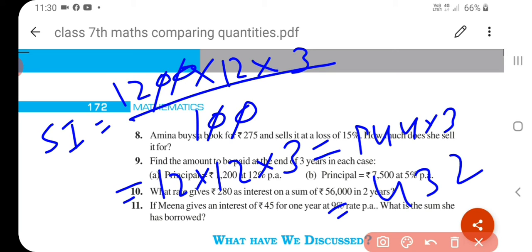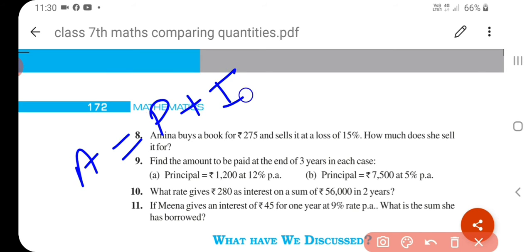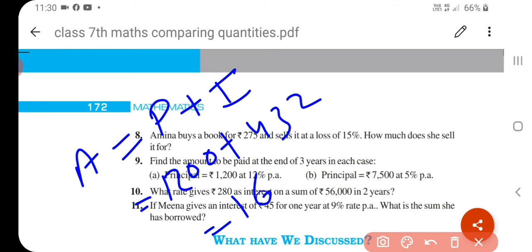So what is your amount? Amount is equal to principal plus interest. So what is your principal? Principal is 1200 plus 432. So you have to pay 1632. Okay, understand? So the paid amount is 1632.